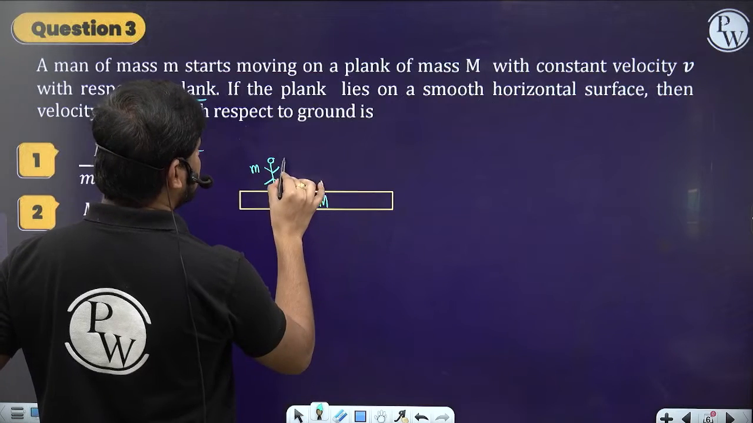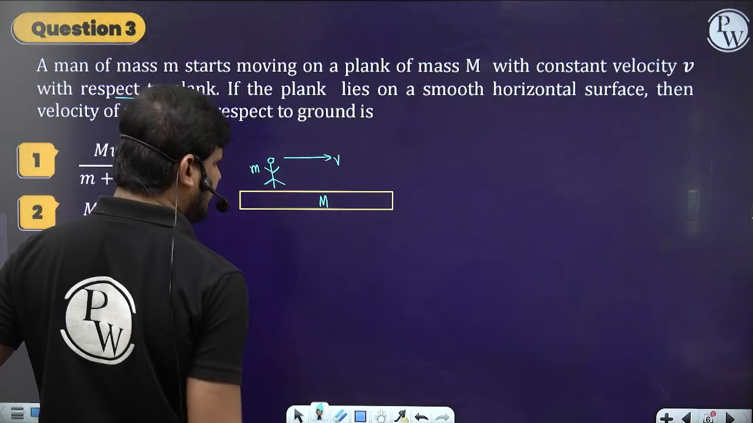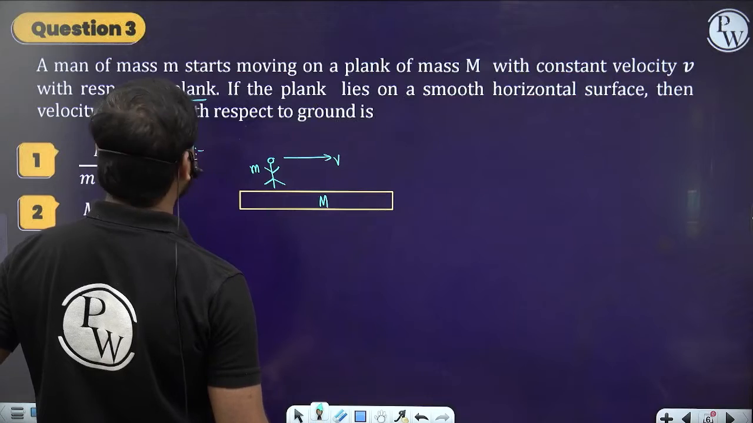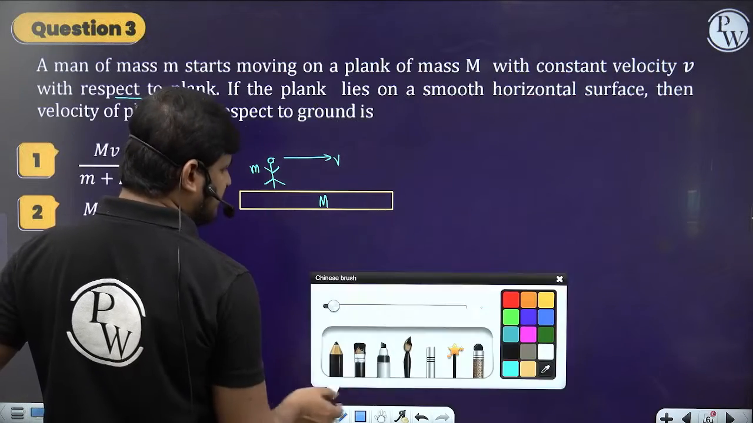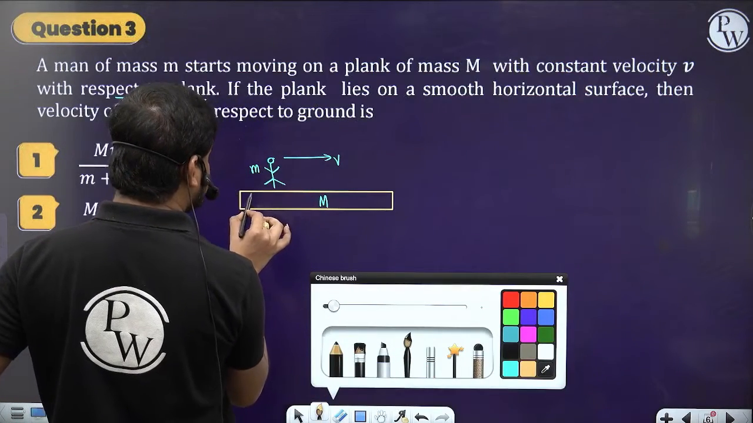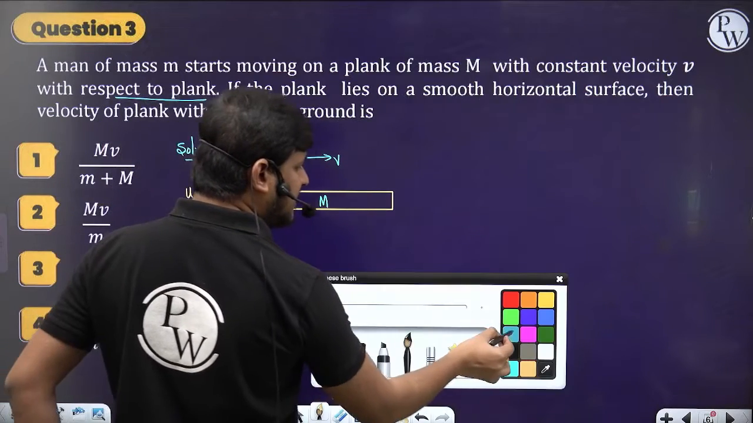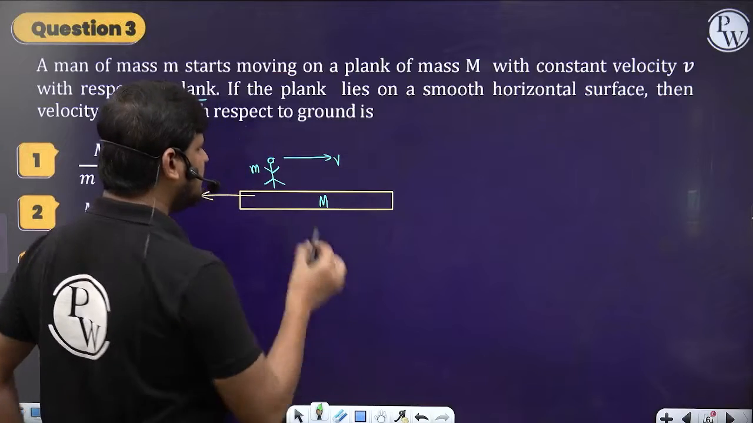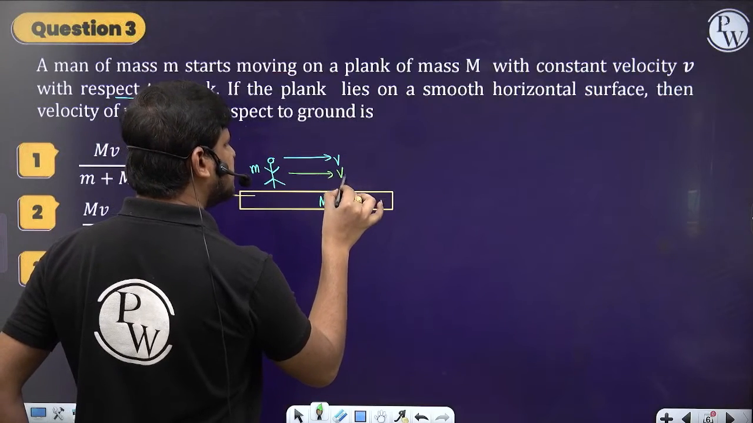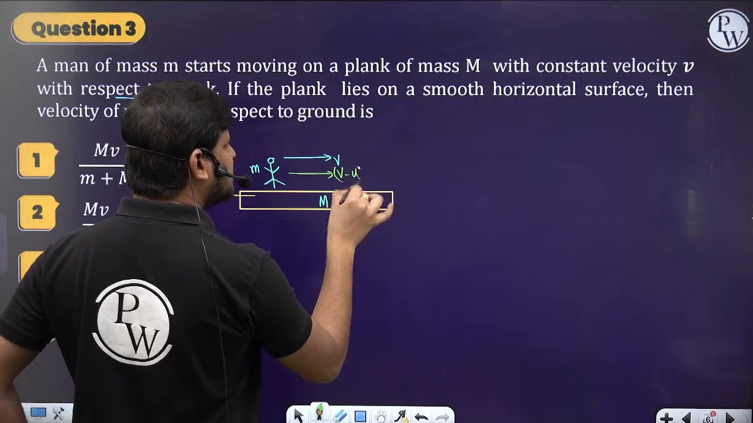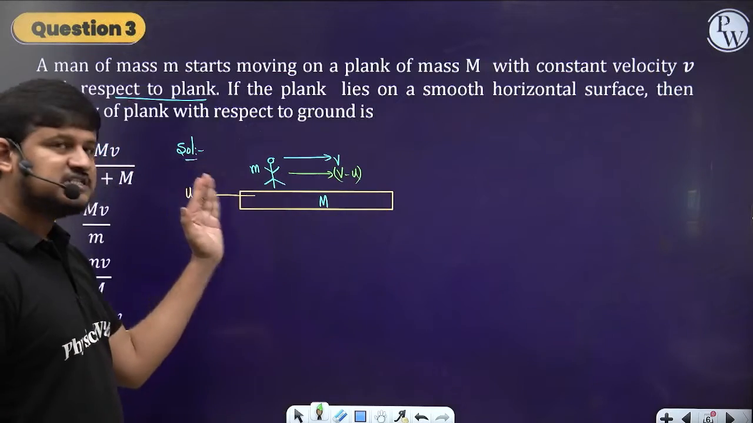So the person, let's suppose, is moving with a velocity v to the right. With respect to the person, let's suppose the plank is moving at a speed of u. So what will be the net speed of the person now? The net speed of the person will be v minus the platform speed, which is u.